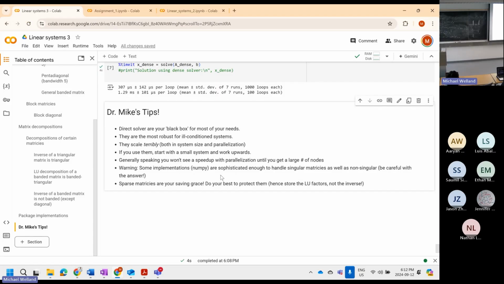Some implementations, i.e. NumPy, are smart enough and sophisticated enough that they'll solve even though your matrix is singular. In which case, what it's actually doing is that funny pseudo inverse thing, and it's doing a least squares answer. It is not a unique answer. And you just kind of have to be aware of that one. Sparse matrices are your saving grace. Do your best to protect them. Hence, don't use your inverses.